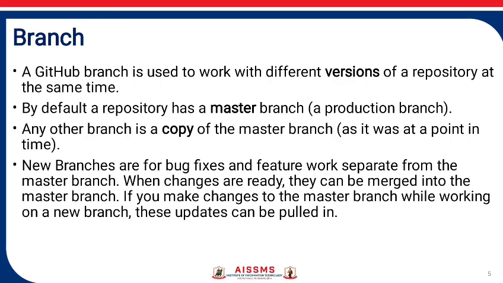Second one is branch. A branch allows developers to work on different versions of a repository at the same time. By default, a repository has a master or main branch which represents the production version. New branches are created for bug fixes and new features. Once the changes are ready, they can be merged back into the master branch. Any updates made to the master branch can also be pulled into the working branch.